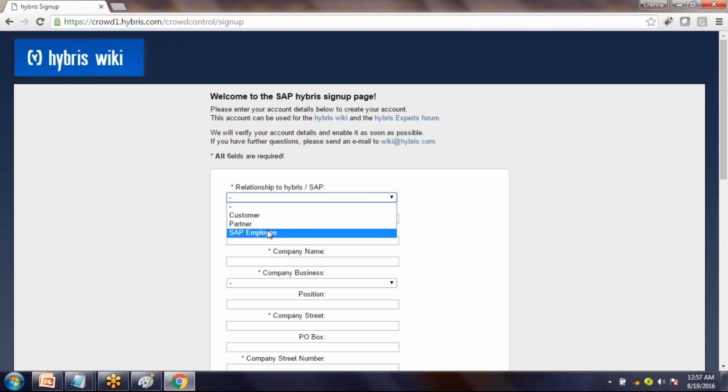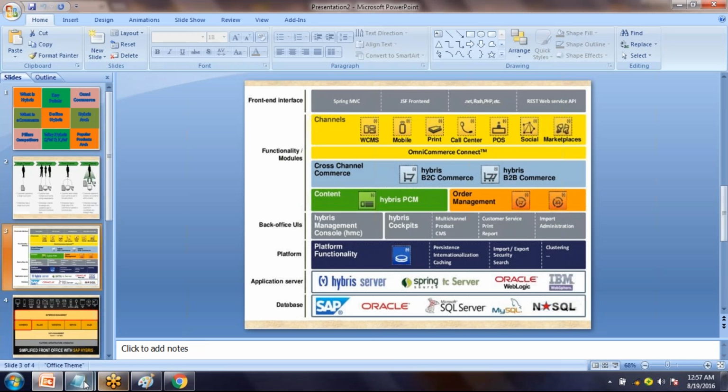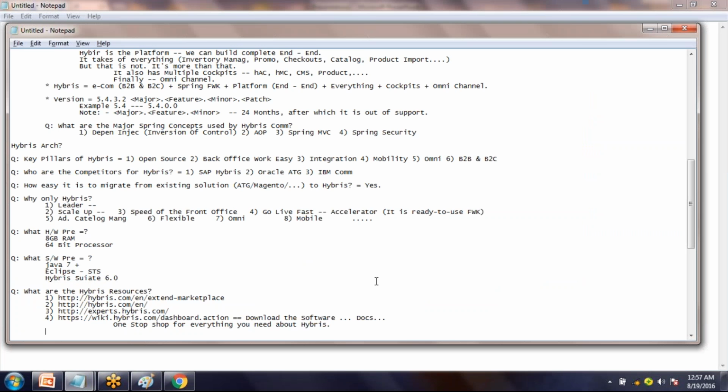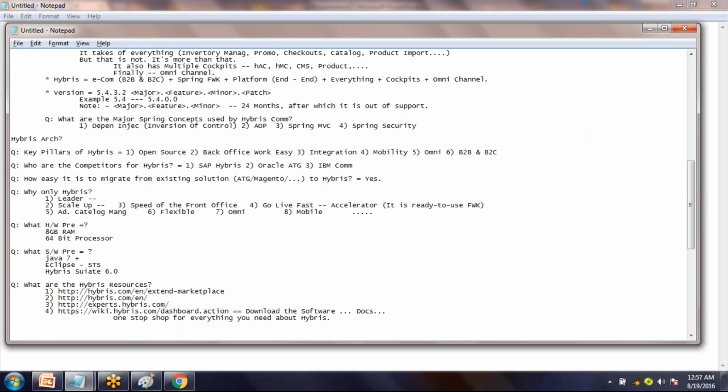Let's say you select SAP employee. Then someone is going to verify that information and provide the approval. Once they provide the approval, you will be able to log in, and you can download the documents, download the software, play with the videos, read all the documents, and so on. That's all about the resources.